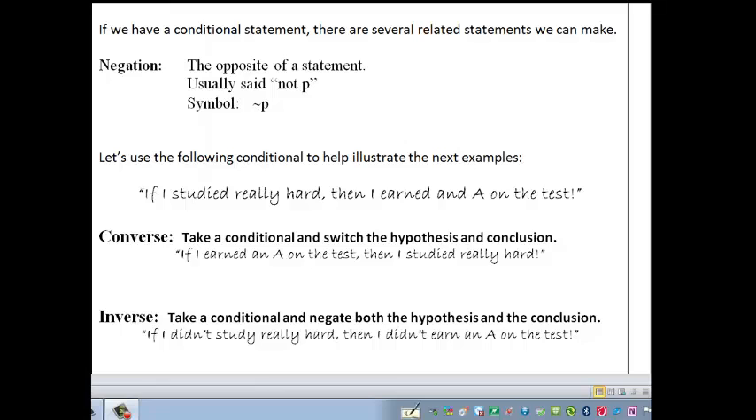All right, now that we've learned about conditional statements, let's take a look at ways we can take a conditional statement and make new statements out of them. The first thing we're going to look at is what's called a negation. A negation is the opposite of a statement. So if I say a statement like, I love Bieber, the negation of that would be the direct opposite. Usually we say not P. If the statement is P, then the negation would be not P. And the symbol is this little squiggly symbol in front of the statement itself.